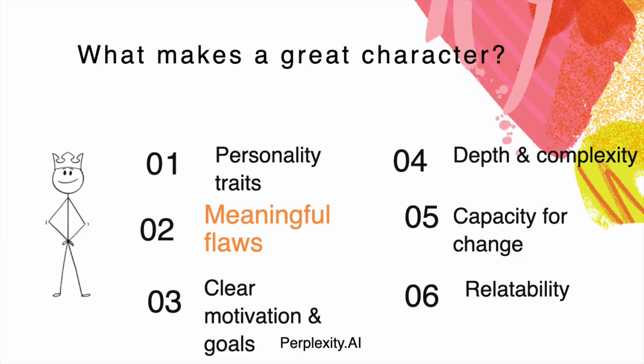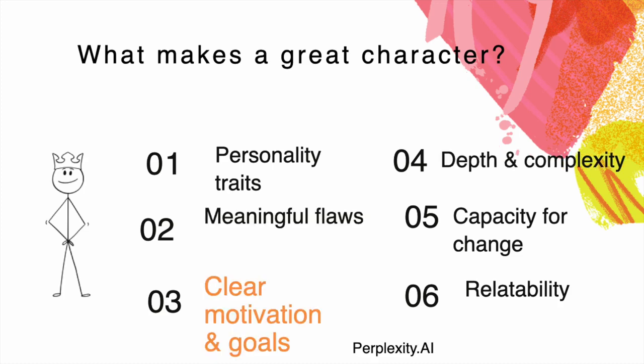For meaningful flaws, the AI said, perfection makes characters unrelatable and uninteresting. Flaws, weaknesses, and inner conflicts make the characters feel authentic and human. Clear motivation and goals means that great characters have clear motivations that drive their actions and decisions throughout the story. Their goals, whether external, like saving the world, or internal, like overcoming fear, give them purpose and make their journey meaningful.